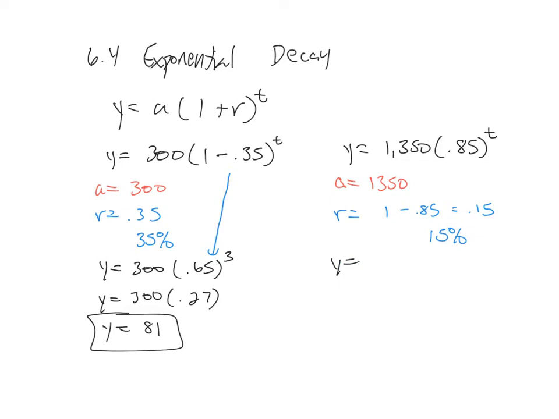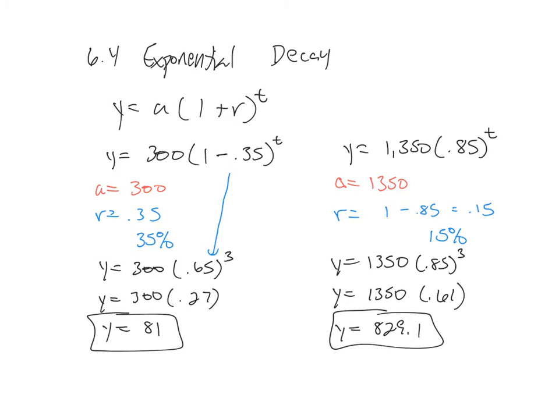And then you go back to what it was, 1,350 times 0.85, and then 3 to do the evaluating part. Okay, so 0.85 to the third power is 0.61, times 1350, and we get 829.1.